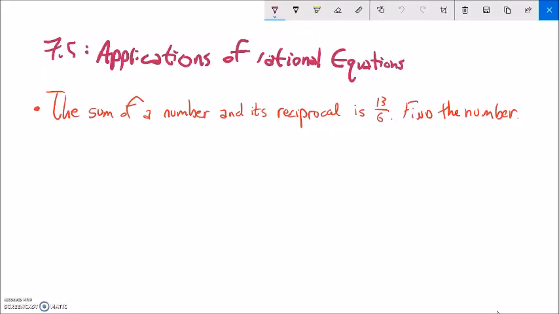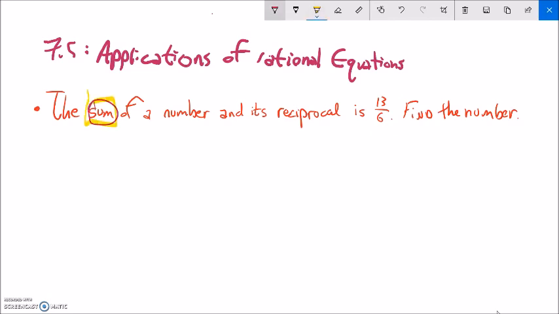So this is Math 99, section 7.5. We're doing these applications of rational equations. And this is our first example. The sum of a number and its reciprocal is 13/6. Find the number. So I know I'm going to find the sum.